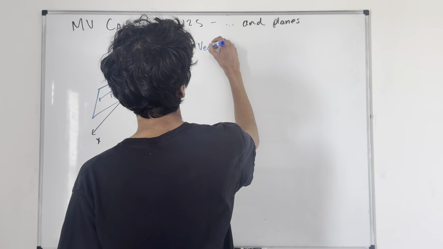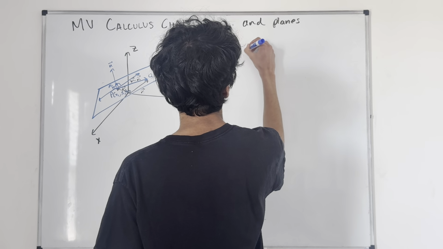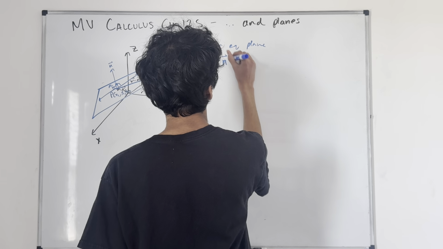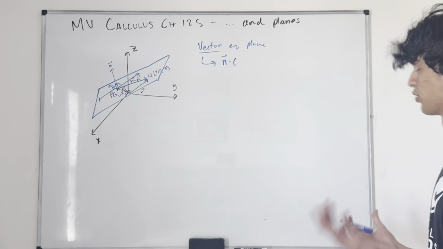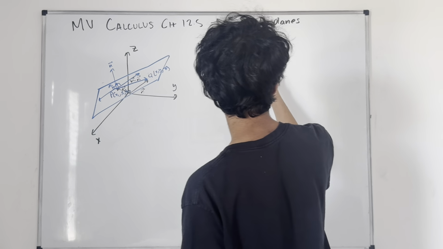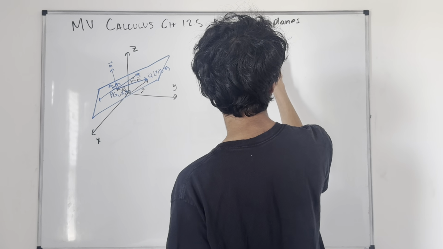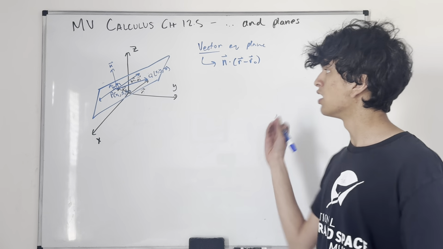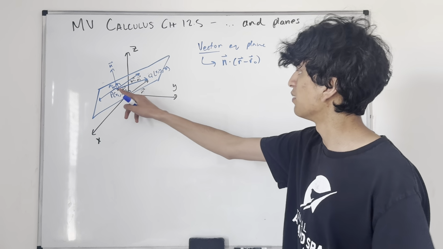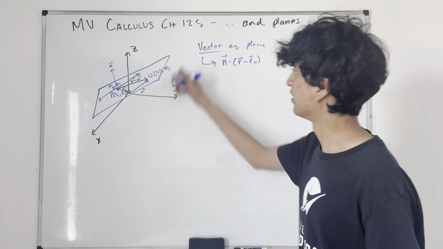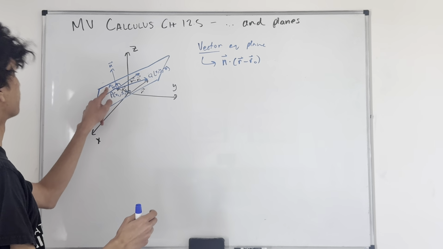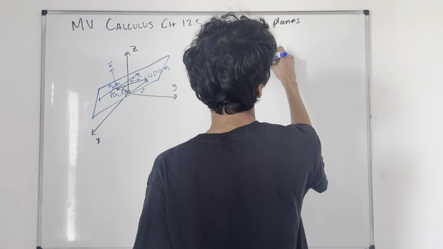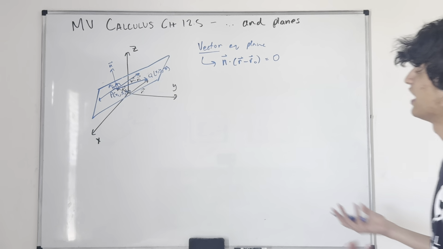For the vector equation of a plane, our orthogonal vector n is always going to be orthogonal to r minus r initial. And remember, r minus r initial is just a vector from our starting point to any other arbitrary point on this plane. It could be this vector or this vector or this vector, any arbitrary point. And because they're orthogonal, we know from dot products that it's going to equal 0.